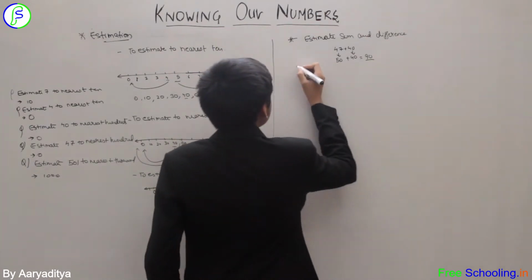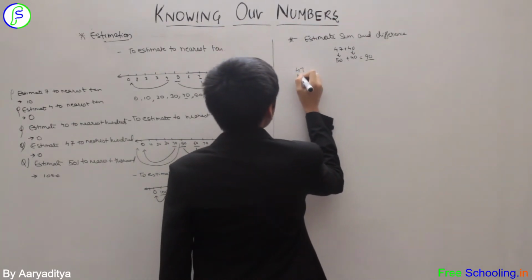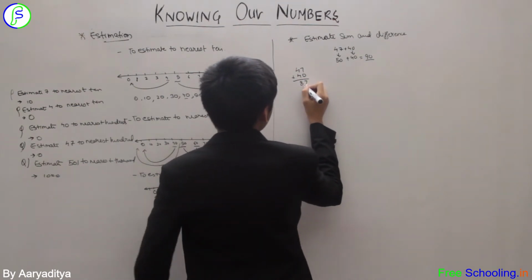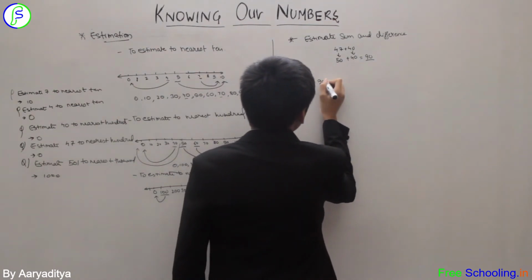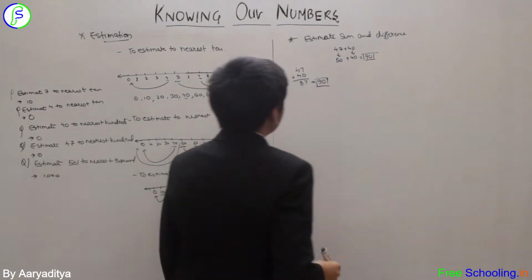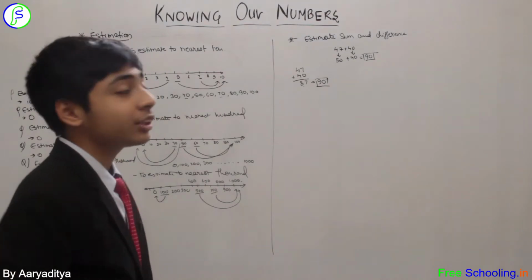Okay, not a great deal. Let's verify this one. 47 plus 40, what do we get? 87. Rounding off 87 to the nearest 10, we get 90. And this is the answer that we got by estimating the two numbers individually. So this is how you deal with this estimation of the sum.